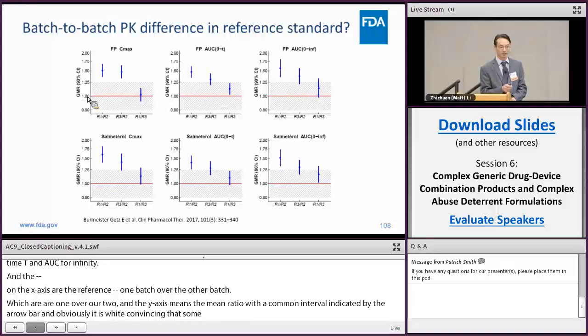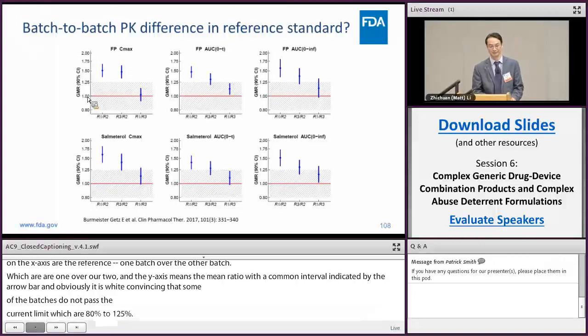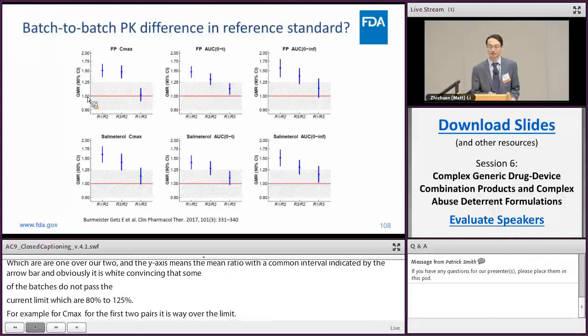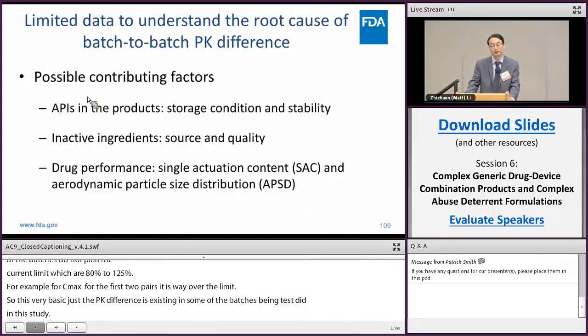For example, for fluticasone Cmax, for the first 2 pairs, it's way over that limit. So this study basically suggests the PK difference exists in some of the batches tested in this study. So we are concerned about the paper result because this is a really critical issue when studies are designed to have a reference product batch as a reference standard to conduct a BE study for generic products.